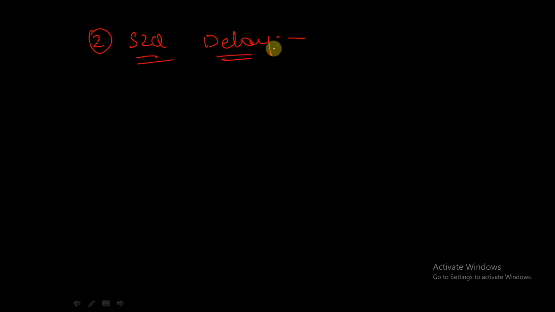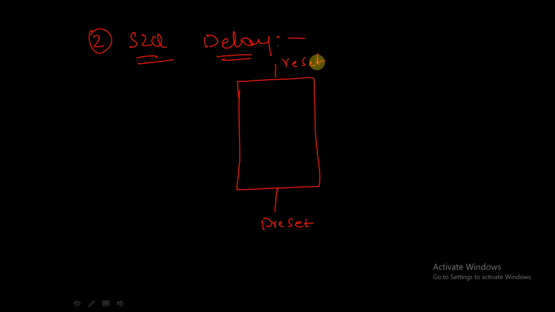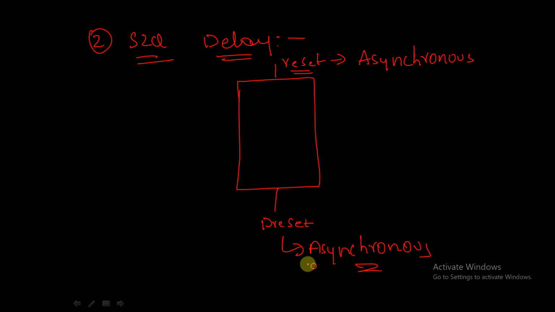This is the time taken by the flip-flop to come to the set state after the application of the asynchronous preset input. I hope you are aware of the preset and reset signals. In flip-flops we may also have this type of signals, preset and reset. These are basically asynchronous signals. What is meant by asynchronous? It is not related to the clock. There is no dependency on the clock.